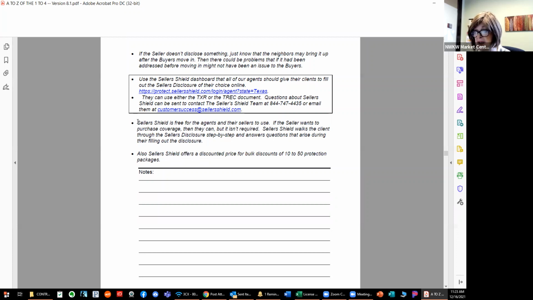And so there are some agents here that offer and pay for Seller Shield right off the bat, right up front. They're letting them know. I differentiate myself by offering 1 year Seller Shield. It's something like $199 or $250 for 1 year. The Seller Shield dashboard is free for the agents to use, and their sellers to use. They don't have to purchase anything.